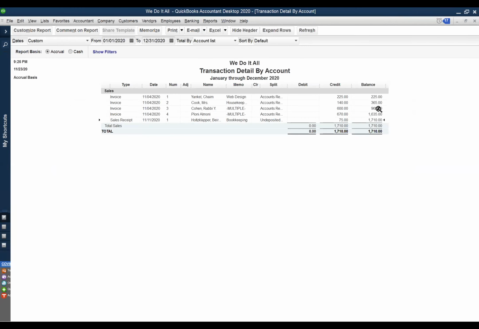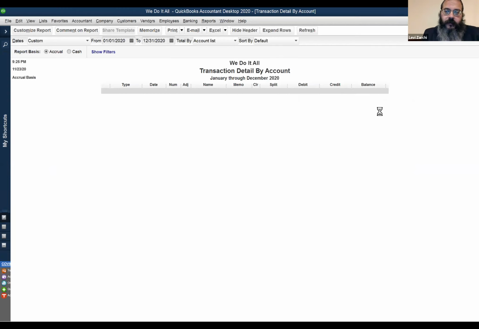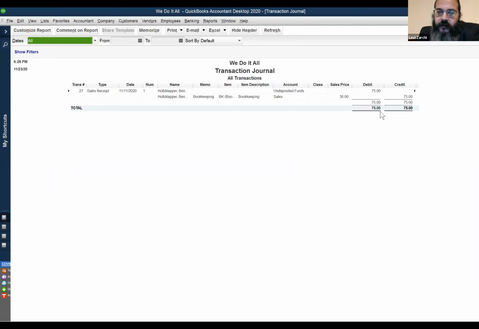So it's only considered to be a debit? It's only a debit until it gets to the bank? No. There's always a debit and a credit. Always a debit and a credit. In this case, what is the asset? The asset is undeposited funds.